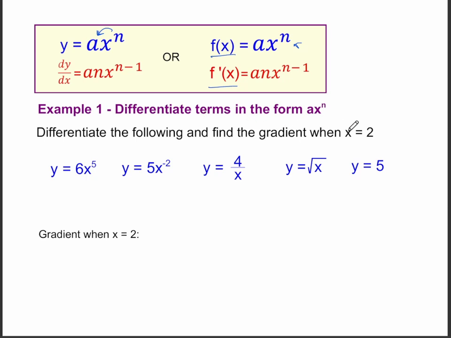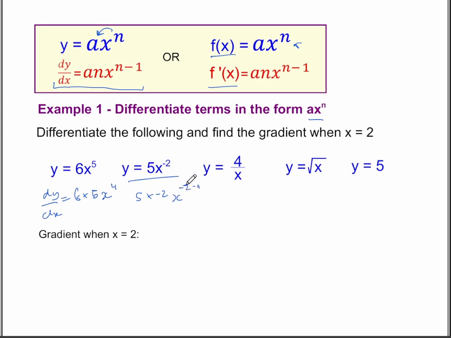Differentiate the following and find the gradient when x is equal to 2. Remember, as we just said, the derivative is the gradient of the tangent at the specific x value that you choose. So let's just start off with this. To get the derivative dy over dx, we get 6, the coefficient that's there already, times the original power, 5, then x power 5 minus 1, so 4. Same thing for this. We take our coefficient 5 times negative 2, the original power, x power negative 2 minus 1, which is negative 3.